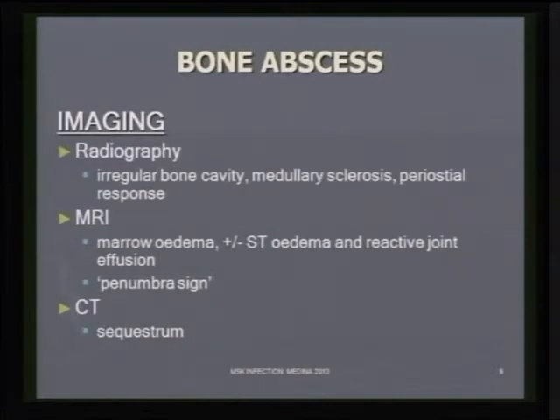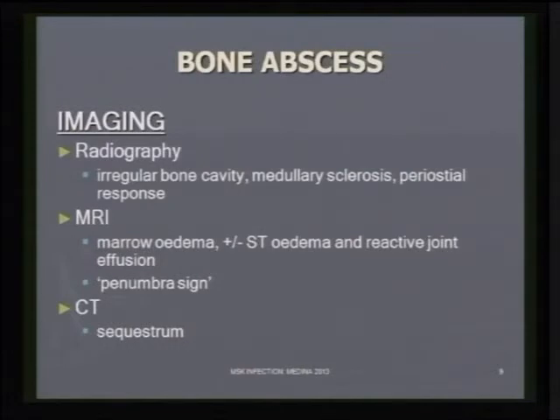As far as imaging is concerned, what we see on radiography is an irregular bone cavity, usually with some medullary sclerosis and possibly with some associated periosteal response. What we would expect to see on MRI is some marrow edema. I would never make a diagnosis of an active bone abscess in the absence of any marrow edema. There may be associated soft tissue edema, and depending on the location of the lesion, you may see some reactive joint effusion.